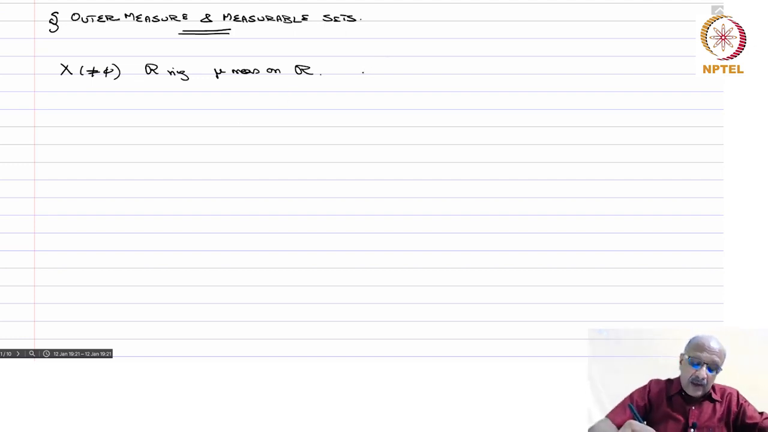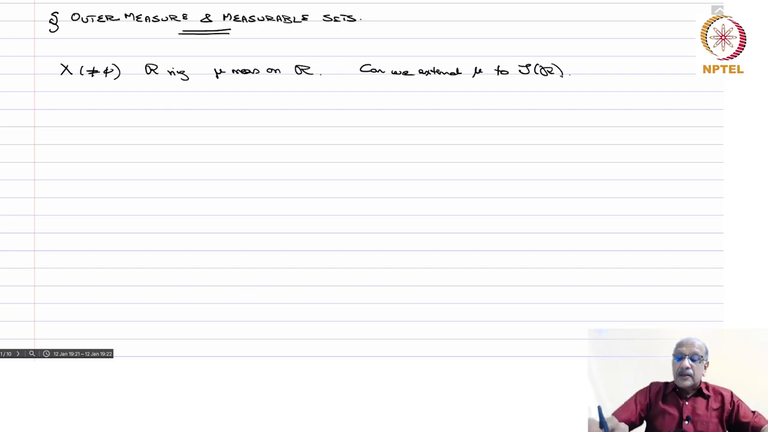For instance, R is a ring, so in particular it's a collection of subsets. So can we extend mu to S of R? S of R is the smallest sigma ring which contains R. Because we are dealing with measure, countable additivity and so on, it's always better to work with a sigma ring or sigma algebra, because countable unions and countable intersections are closed there rather than with a ring. But to construct something it's easier on a ring, and therefore we want to know if there's some general method to extend it to the whole thing.